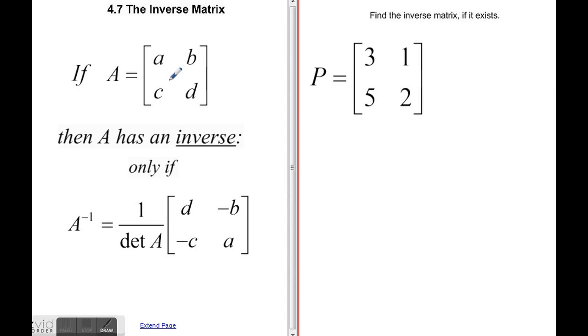Given the 2 by 2 matrix A with elements a, b, c, and d, the matrix A has an inverse only if A inverse is equal to 1 divided by the determinant of matrix A times the matrix d, negative b, negative c, and a.